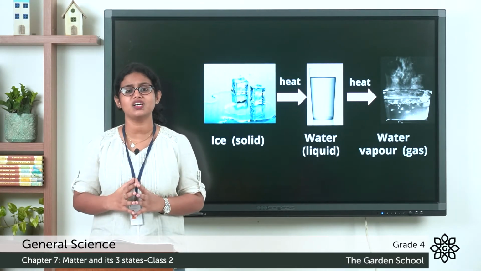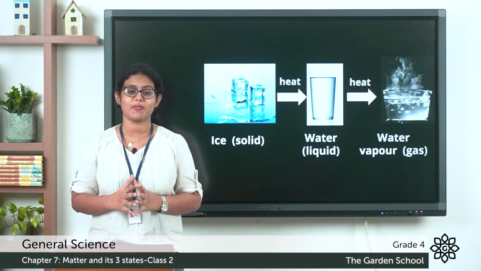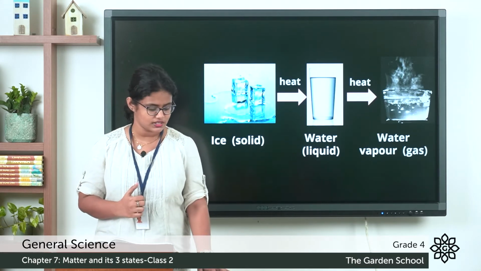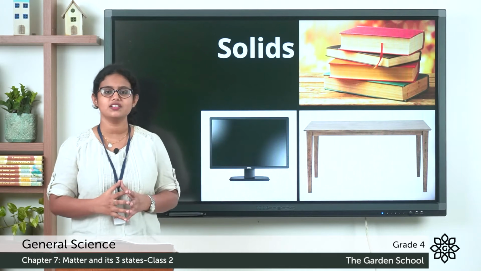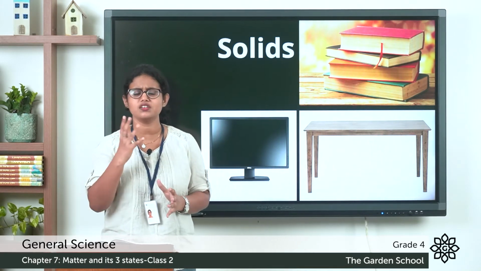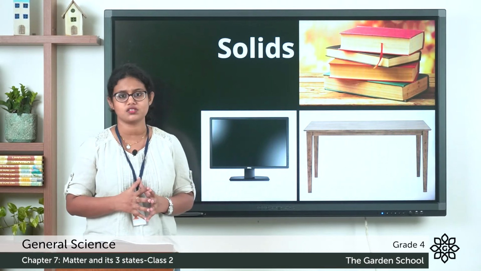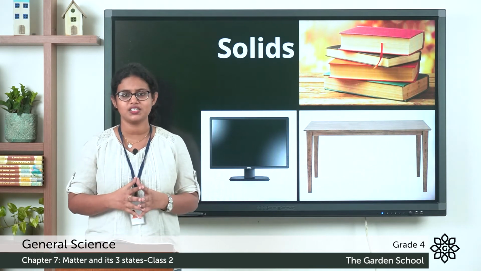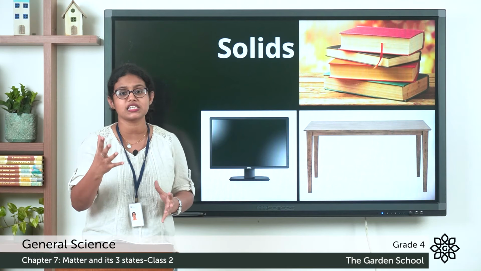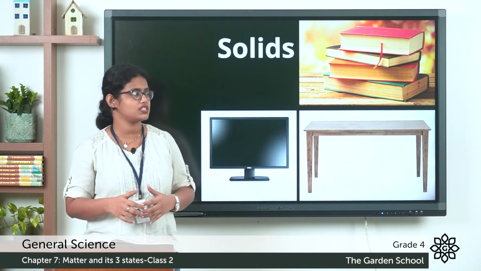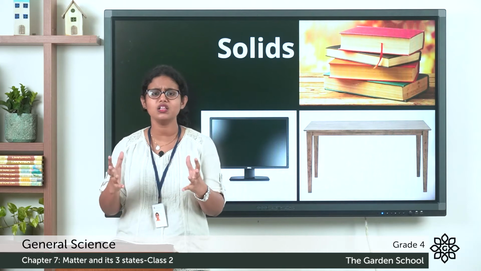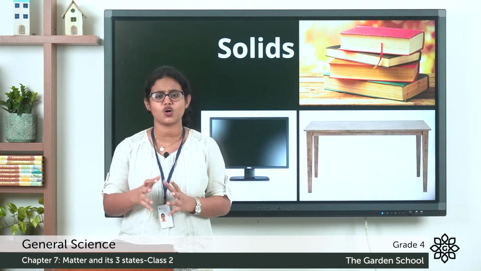Today, we are going to learn about the first state of matter. Which is the first state of matter? That is solids. You can see here three different examples for solids. Even if you observe around, you can see many solids. You can see the picture of books, computer, table. All these are examples of solids.